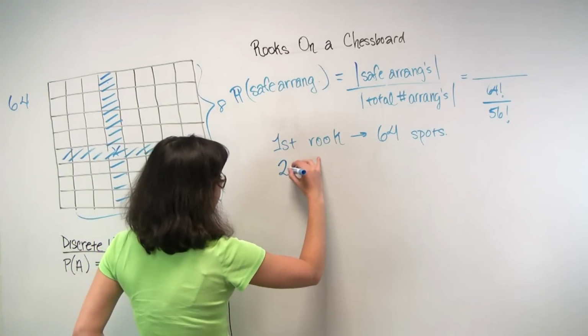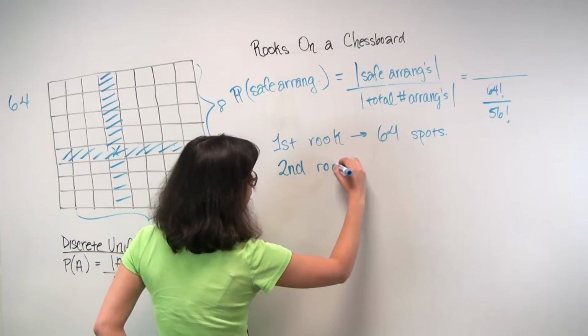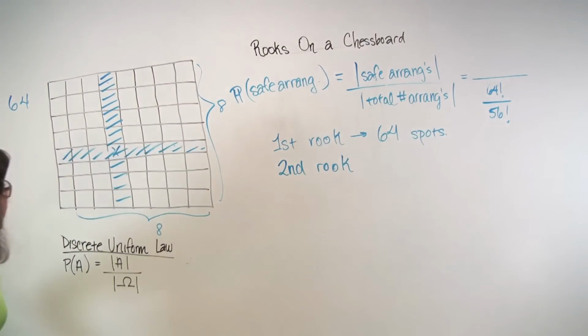Where can our second rook go? Well, our second rook can go in any of the blank spots, any of the spots that are not highlighted by blue. And let's stare at this a little bit.